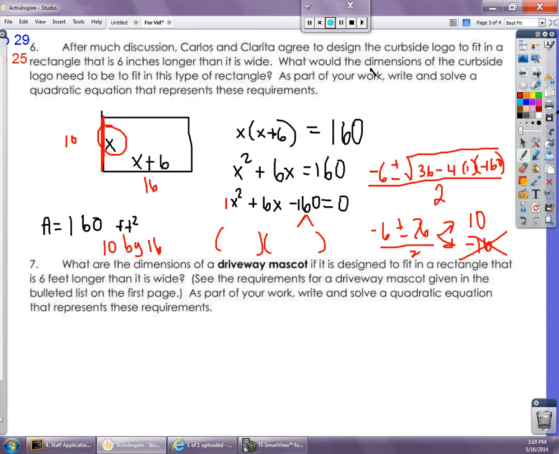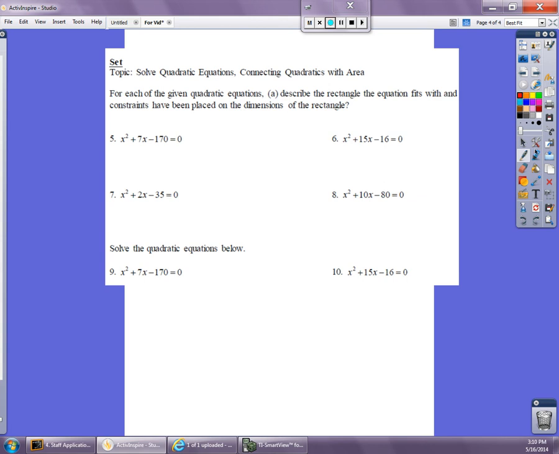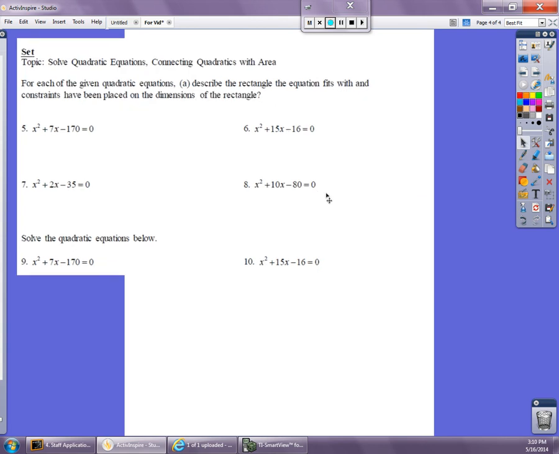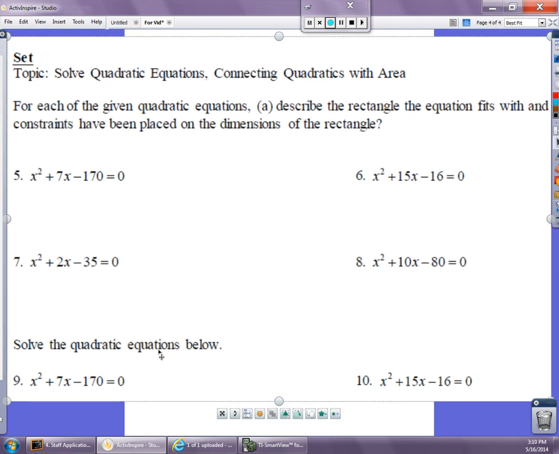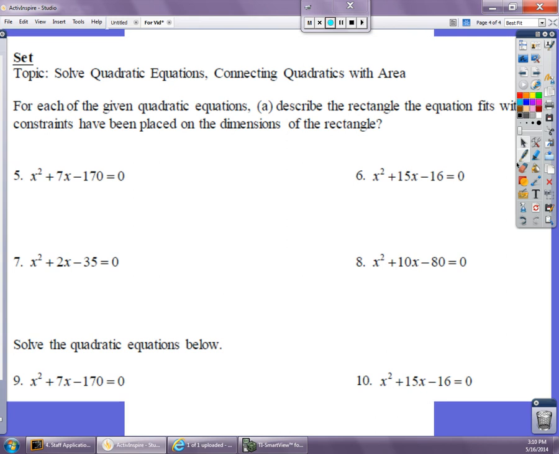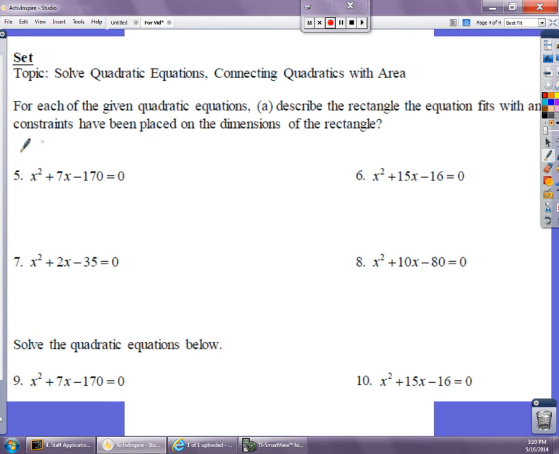Some people had trouble on the homework. This was an example of some of the problems you had for homework, and I just wanted to show you the difference. When it says solve the equations below, you could have used many different methods to solve them. That's not where a lot of students had problems. The problem was with the part that said to describe the rectangle the equation fits in, and the constraints that have been placed on the dimensions of the rectangle.